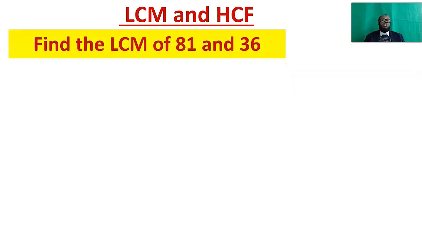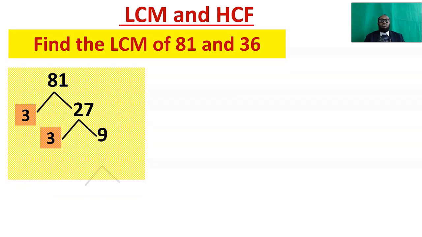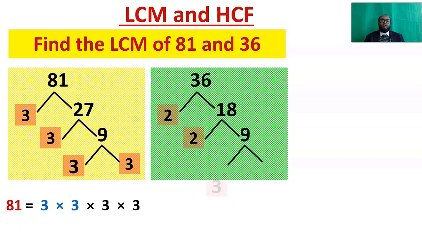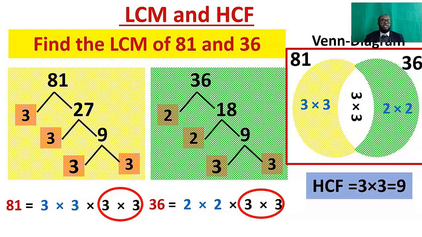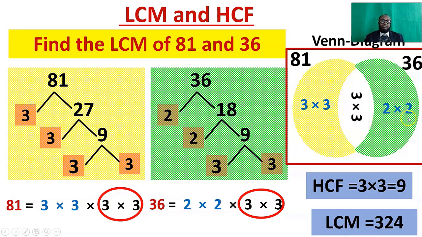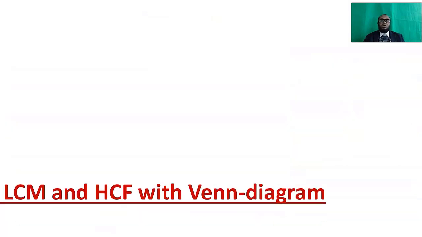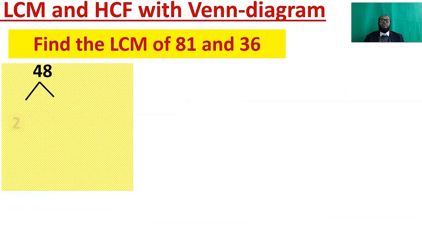Now, we can use a Venn diagram to order our data. So this is what we already found, nothing new. Let's take 81 there and 36. A Venn diagram actually helps us to order our numbers. So what they have in common goes there, and what's left for 81, there are two 3s left, and what's left for 36, there are two 2s left. Your HCF is that bit in the middle, 3 times 3, the overlap. And what's the LCM? LCM is everything. You need to multiply all of them together. This is how you find the LCM and HCF using a Venn diagram.